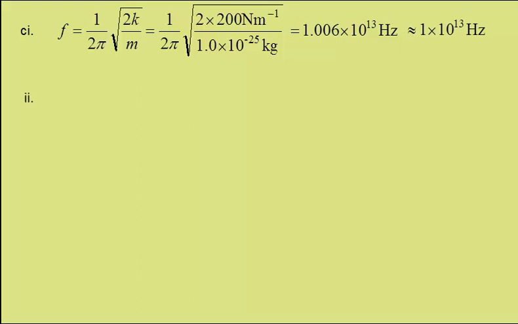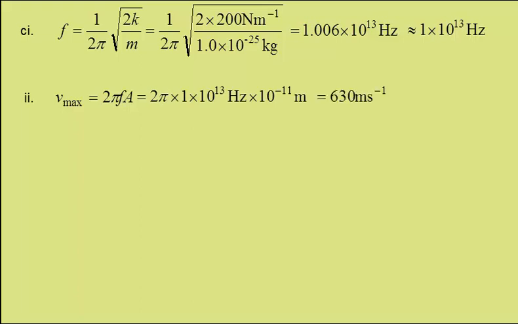In part 2, if the amplitude of vibration is 10 to the minus 11 meters, we need to estimate a maximum speed. Well, from the formula sheet, the maximum speed is given by 2 pi f a, where a is the amplitude. Putting in the figures gives 630 meters per second.